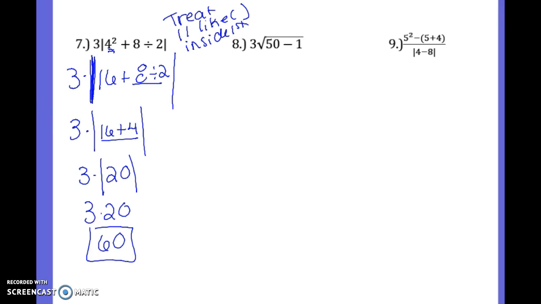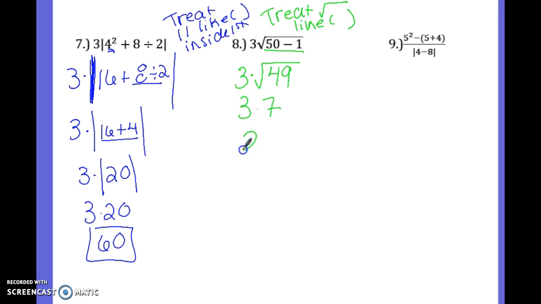Number 8, you treat square root like parentheses. So 50 minus 1 is 49. 3 times the square root of 49. What's the square root of 49? What times itself is 49? 7. So 3 times 7 is 21.